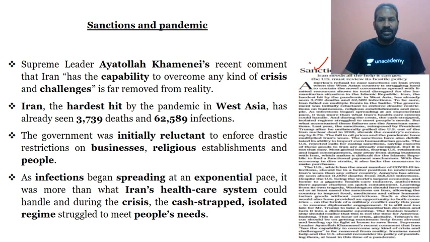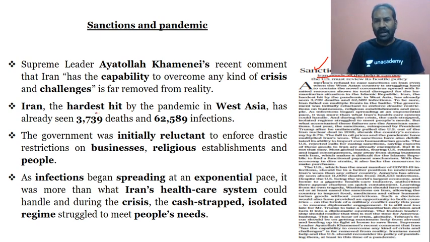So this very clearly states that Iran is reeling under pressure. Iran is reeling under pressure because it is under sanctions by the US. So we will look at everything about what Iran is actually facing because of the pandemic.